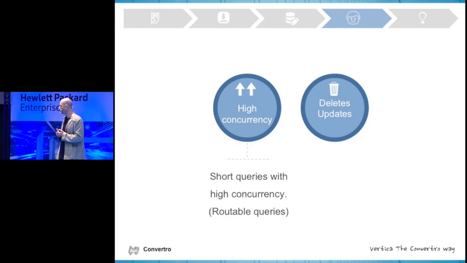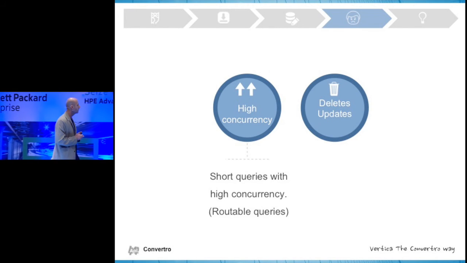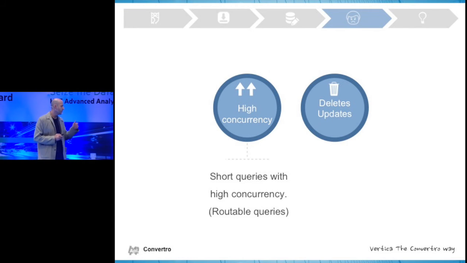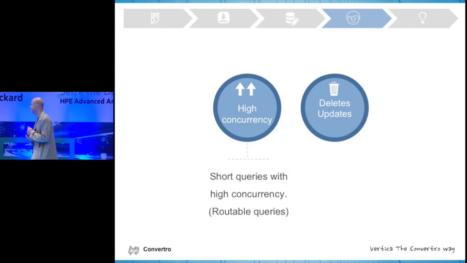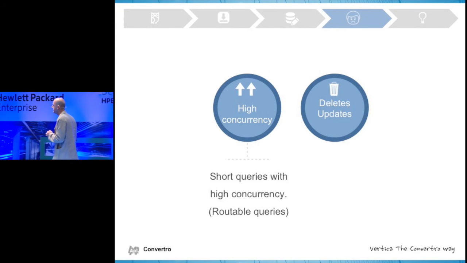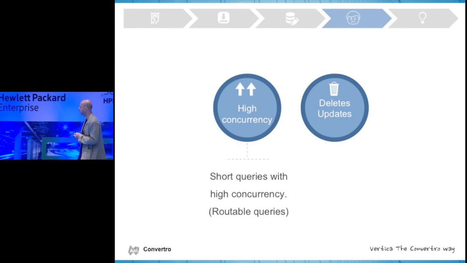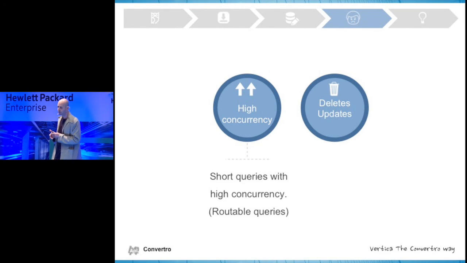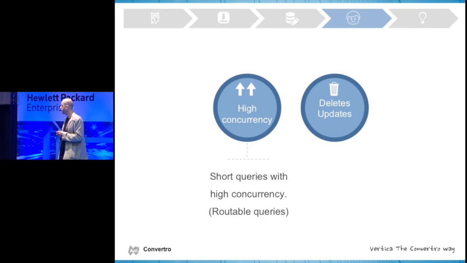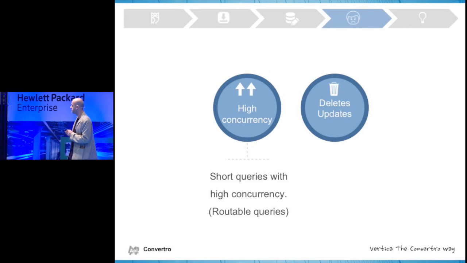Vertica has some cool features now. The routable queries in 7.2 are pretty nice. It supports SQL also, so maybe you can use it. Another thing is deletes and updates. It's not that Vertica cannot do deletes and updates. It's just that you need to be aware of the impact. If you're doing a lot of deletes and updates, you will get hurt on query performance and also on recovery time. So just be aware of this.